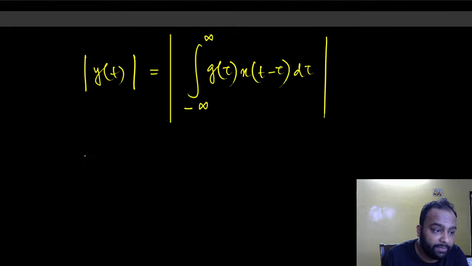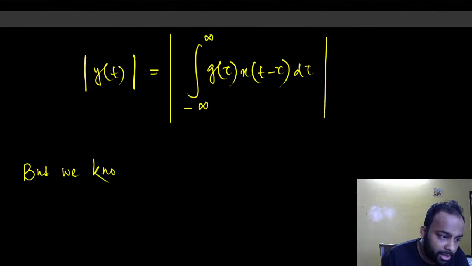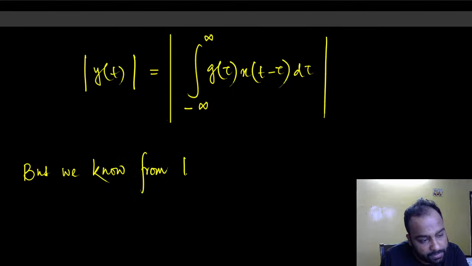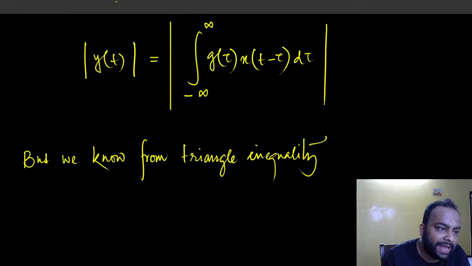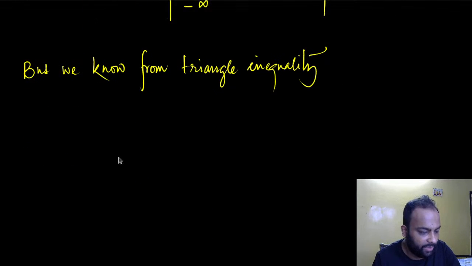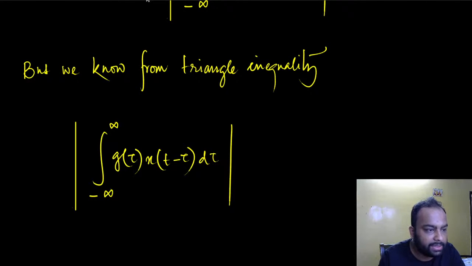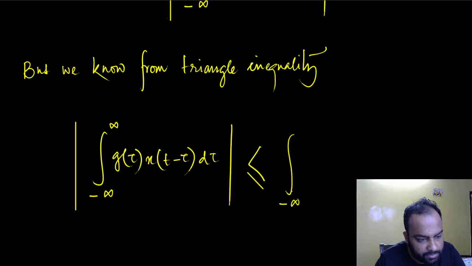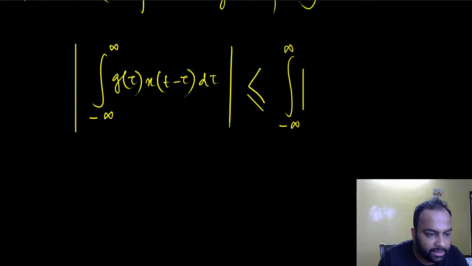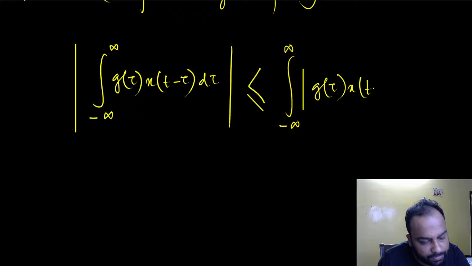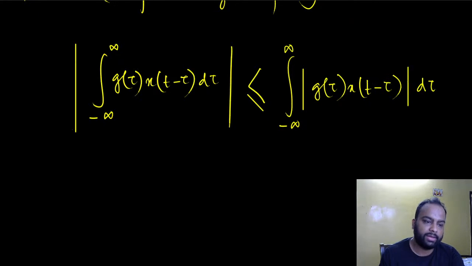But we know from our triangle inequality that the mod of the integral is less than or equal to the integral with the mod brought inside. The integrand inside the mod could have negative and positive areas, but with the mod inside it is always going to have positive areas, so this is going to be larger than or equal to. This is something we already know.